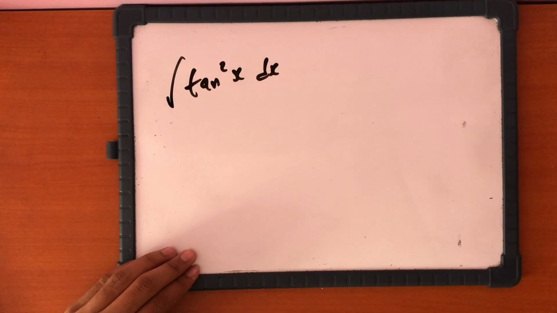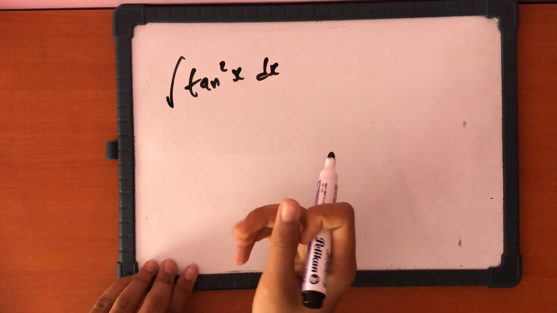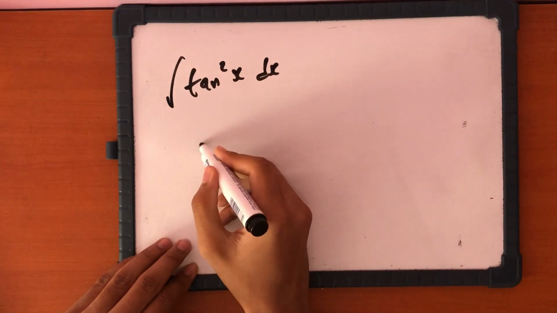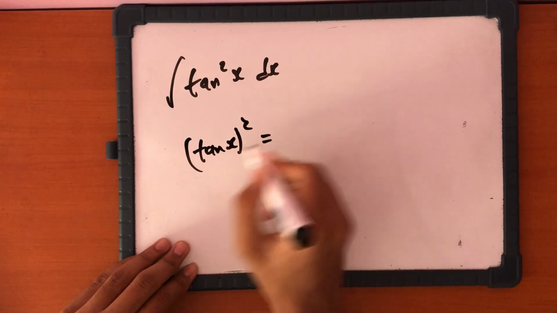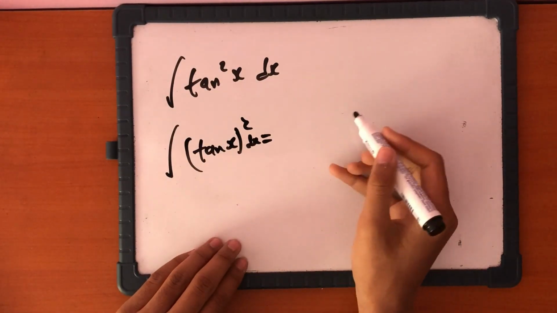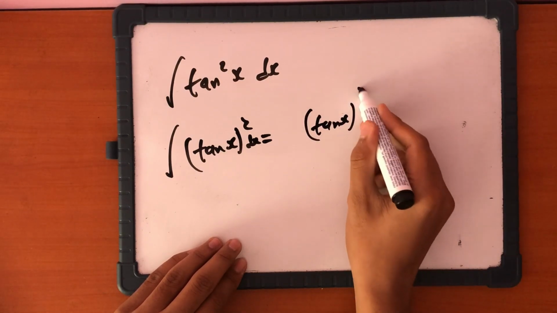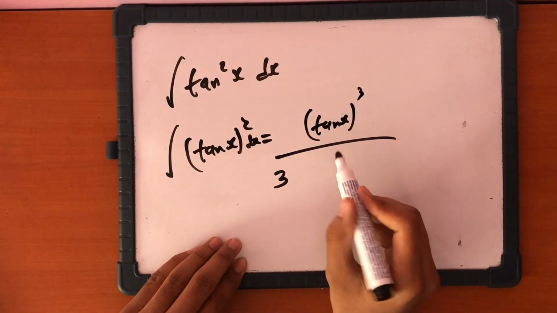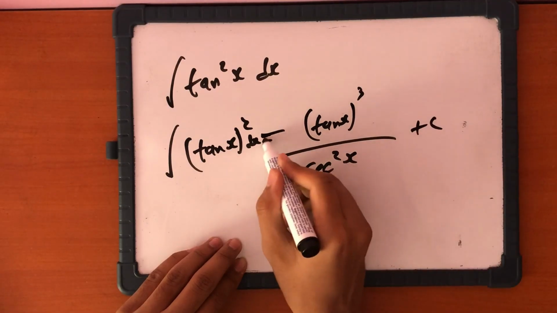Now, this is not as easy as it seems. Firstly, a key misconception, something even I suffered with. You might think, oh, this is the same as tan x all squared. Let me integrate the outside function and then divide by the derivative of the inside function. So that would give tan x all cubed over 3, and then the derivative of the inside function is sec squared x plus c. This is absolutely wrong.